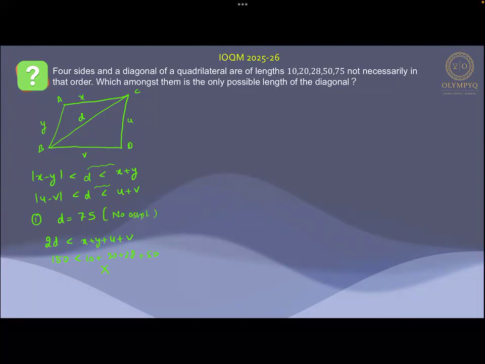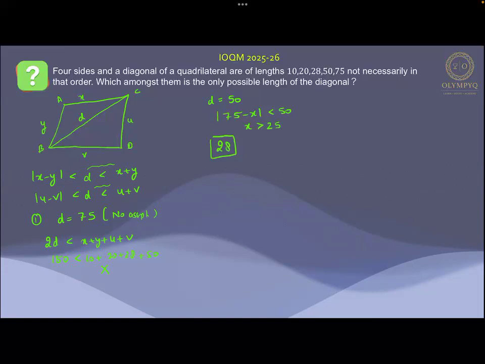Now moving on to the next case, when we take the value of d equal to 50. Then I can write from here that 75 minus x is going to be less than 50. And if we take it in this way, then the x value we are going to get is greater than 25. So among 10, 20, 28, only 28 is going to work. So the only working case will be 28.